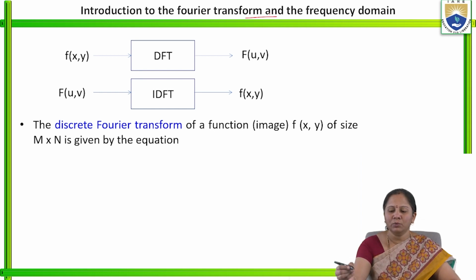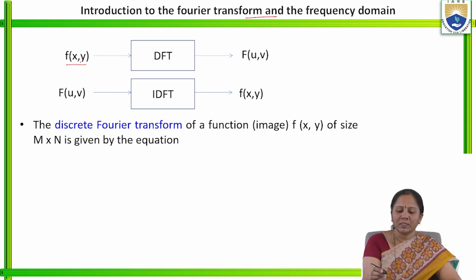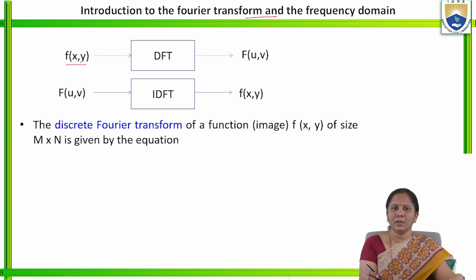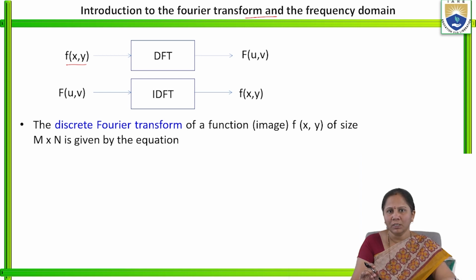Now, coming to the introduction regarding Fourier transform and the frequency domain. Here, f of x comma y. We have learned what is meant by frequency domain. First, we have to consider the original input image. After that, we apply the discrete Fourier transform, and for the output image we get from the DFT, we again apply the inverse discrete Fourier transform. After that, the output image we get is the enhanced image.